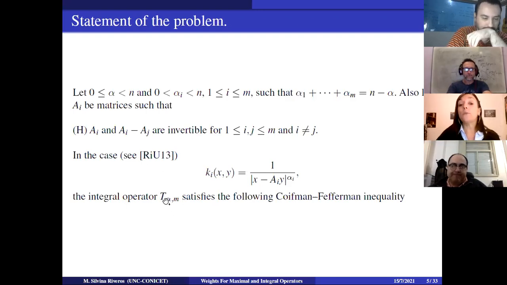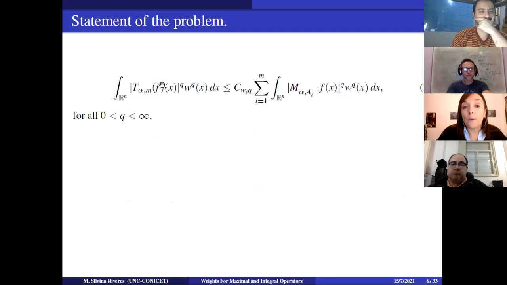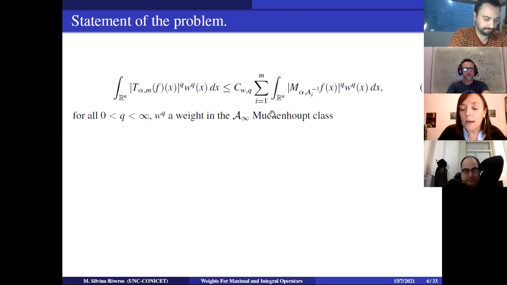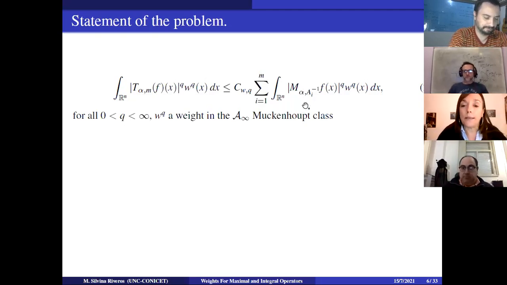When we started studying the boundedness of the operator, the first thing we did was obtain a Coifman-Fefferman inequality. What is this? We obtain a bound from LQ to LQ of the operator. Here appears a sum of maximal fractional operators, which I will define soon. And we have to ask that the weight W to the power of Q is in A infinity. To prove this inequality, we go via the sharp operator. After we obtain the sharp, we control the fractional operator by the sharp operator, then continuing in a standard way, we have this inequality. But we have to ask that the weight W to the power of Q is in A infinity.